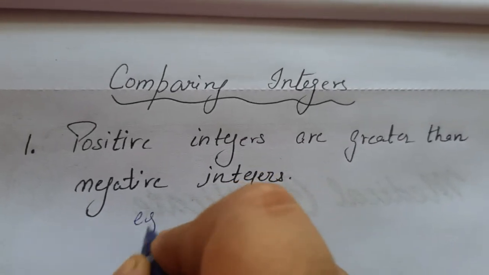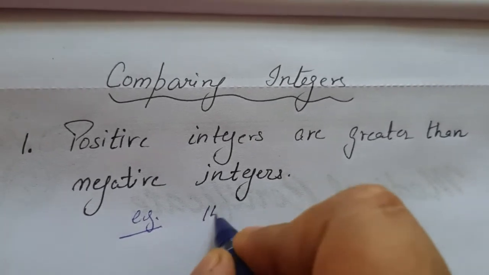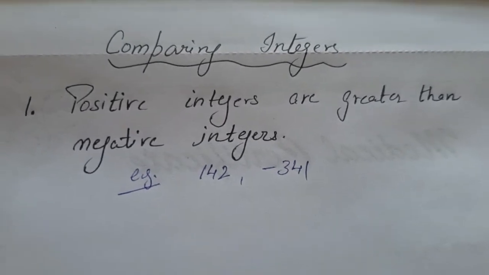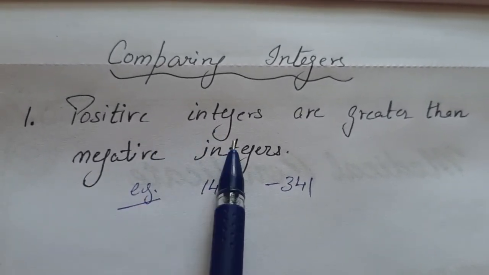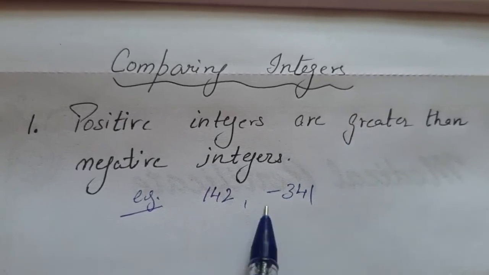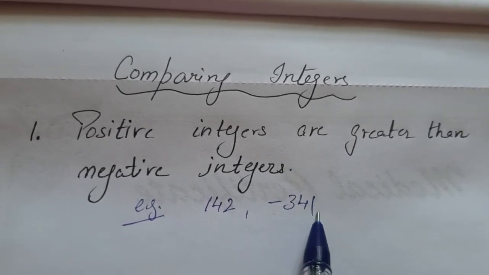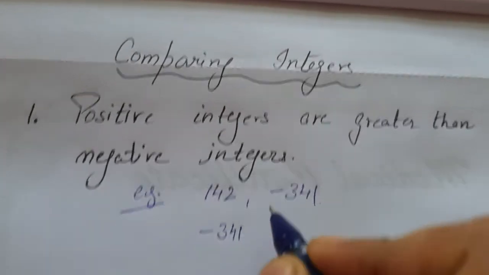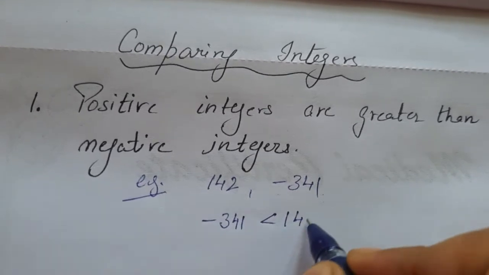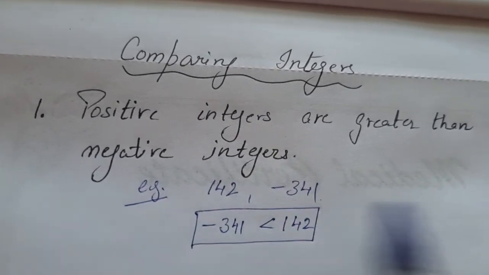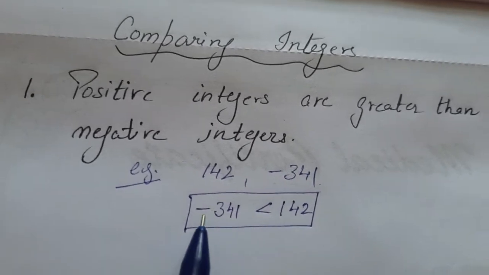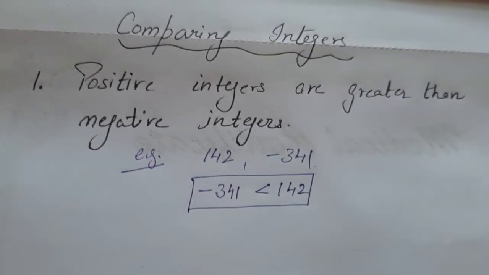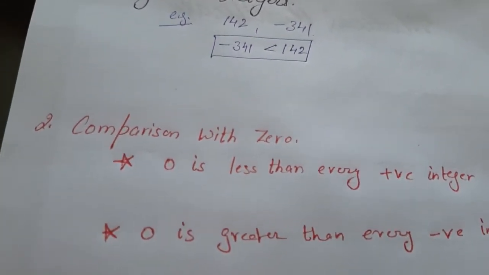Let us take up one example. Like if I take one number 142 and minus 341. So we know positive integers are always greater than the negative one, whether it is having the bigger value, but negative integers will be smaller. So minus 341 will be less than 142. So 142 is greater than minus 341. It means positive integers are always greater than the negative integers. You can take up any example.